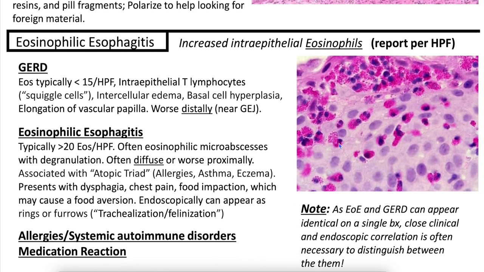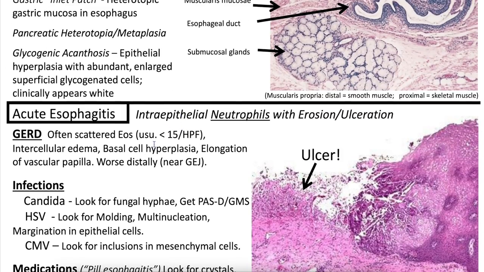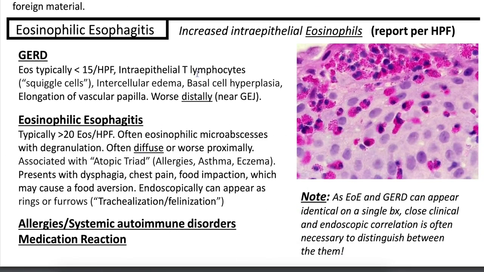The pattern of eosinophilic esophagitis, where you have increased intraepithelial eos, as you can see here. You want to think about GERD, as we mentioned. In addition to what was mentioned just prior, you can get these intraepithelial T lymphocytes, which, when you see these squiggly cells, those are actually T lymphocytes making their way in between the cells of the epithelium.